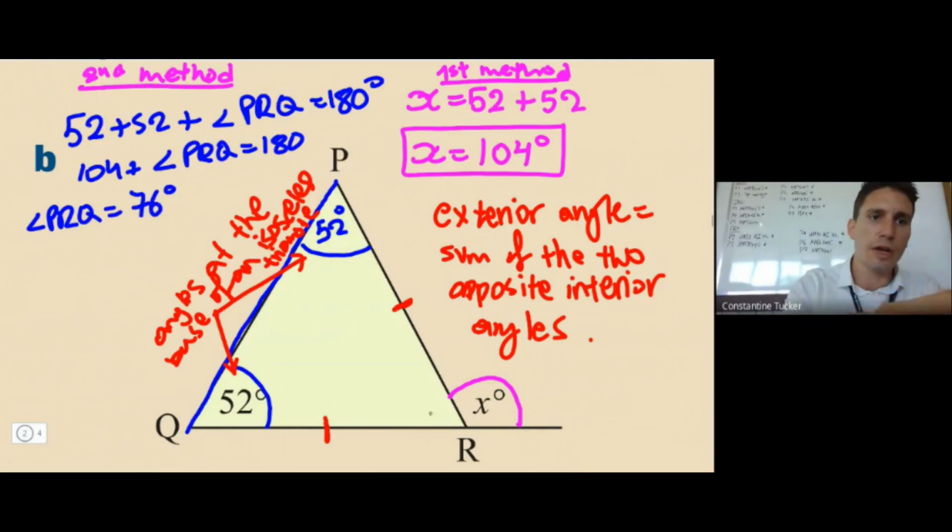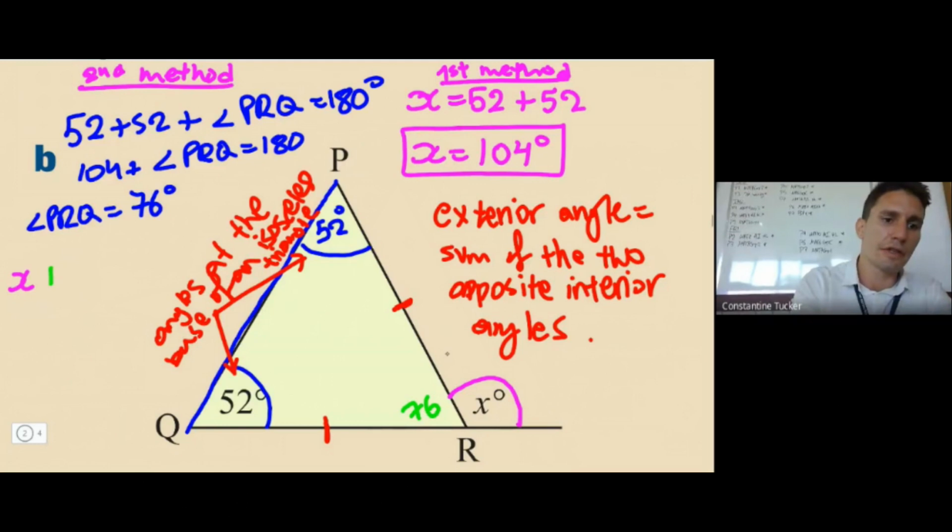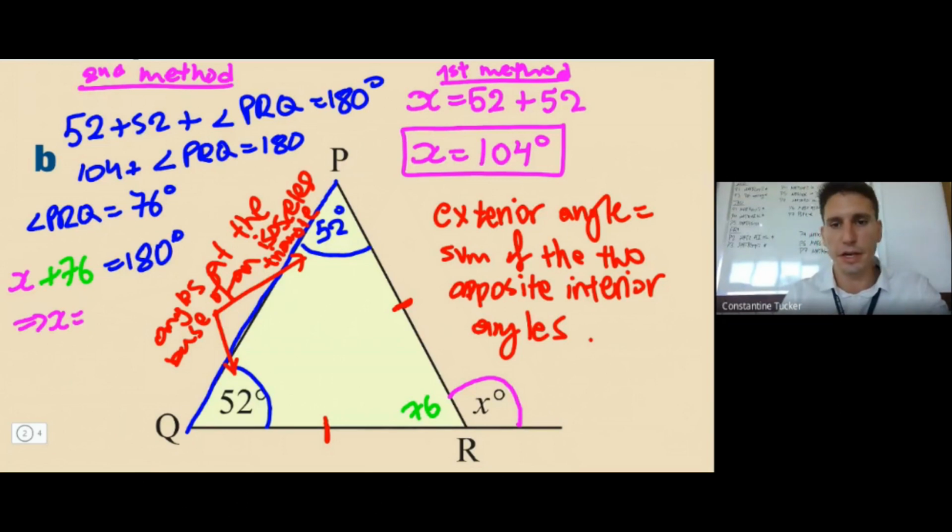So if this angle in there is 76, then what we could do is say, well, both of them add up to 180. So we know these two add up to 180. So we could say x plus 76, well, these add up to 180 degrees. So if they add up to 180 degrees, that means that x must be equal to 180 minus 76. So that would be 104 degrees.